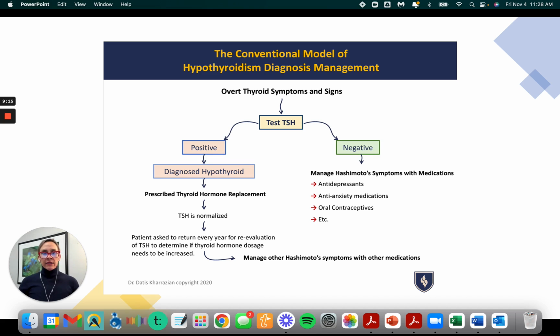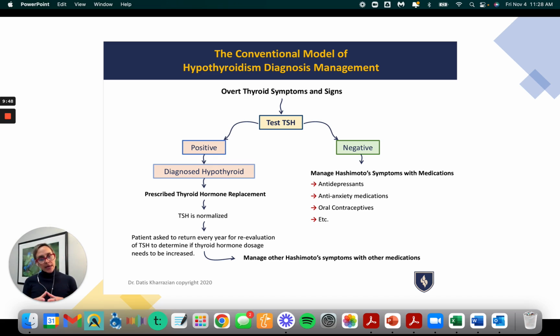Now, it's a feedback system, so if this TSH is high, we know that there's not enough thyroid hormone, because the body's like, the thyroid hormone's too low, you better make more. And so when we test, we find the TSH is high. They get a positive diagnosis of hypothyroidism. The conventional model will give you a replacement of thyroid hormone, which is actually a very important step.